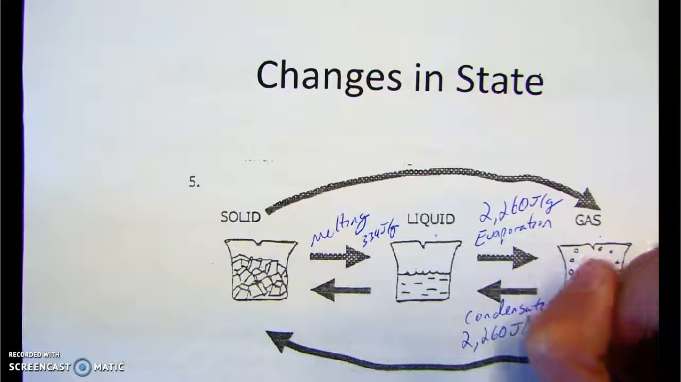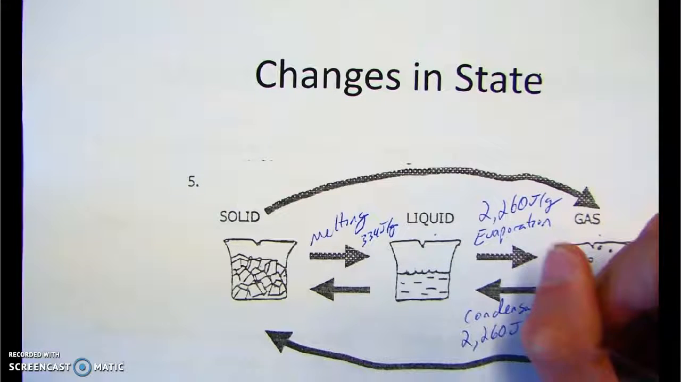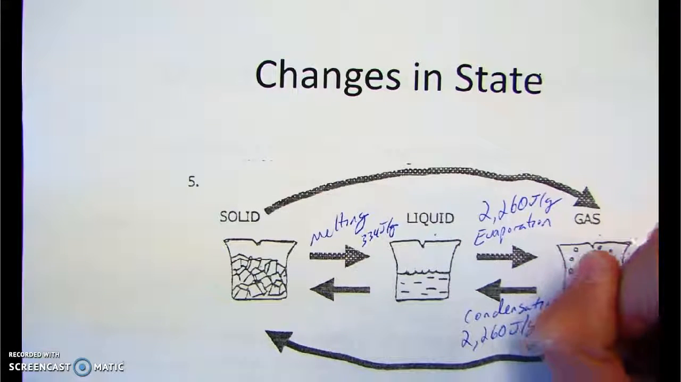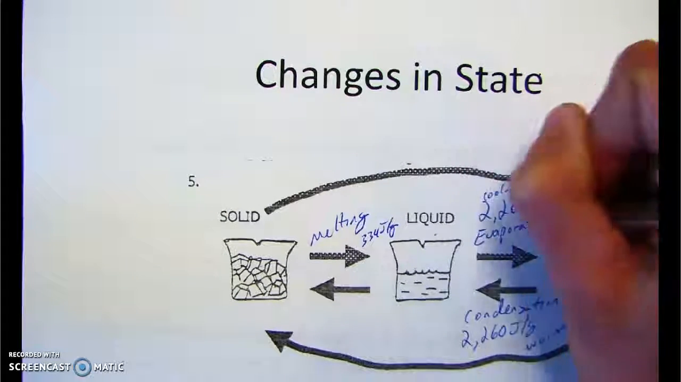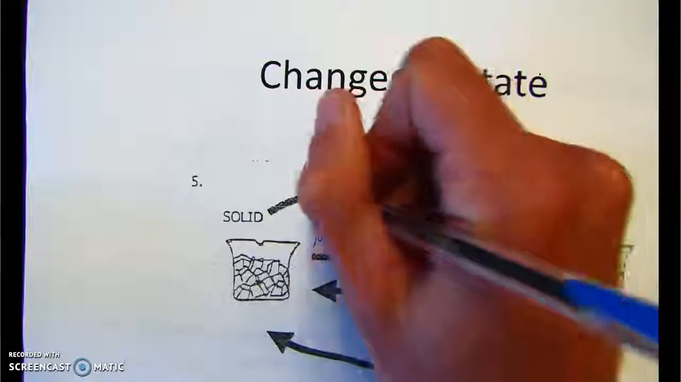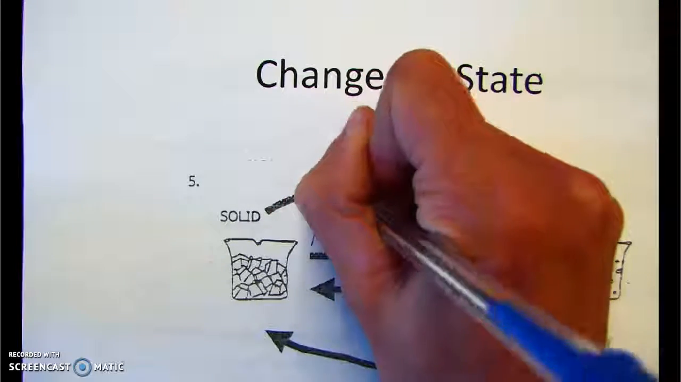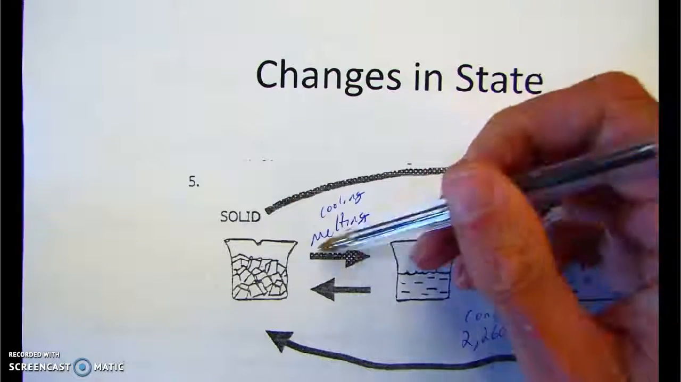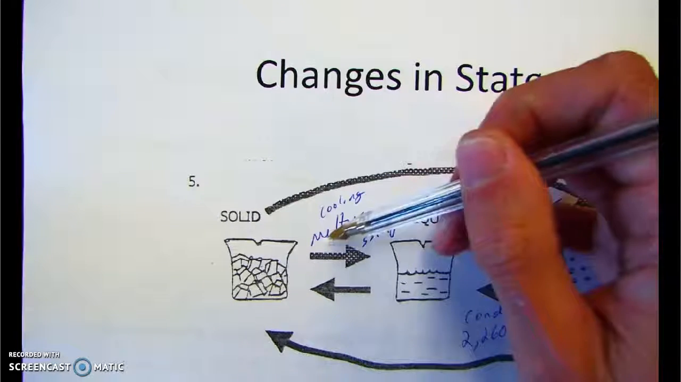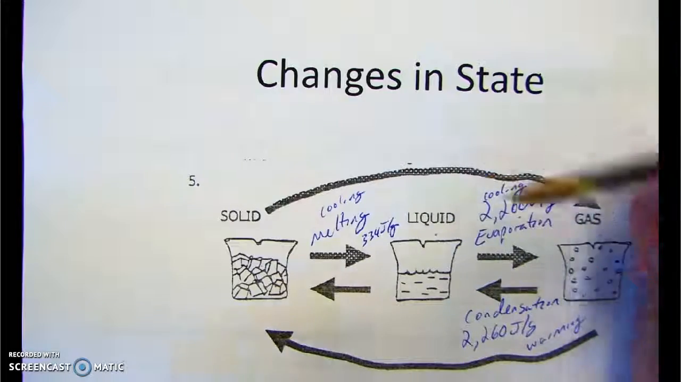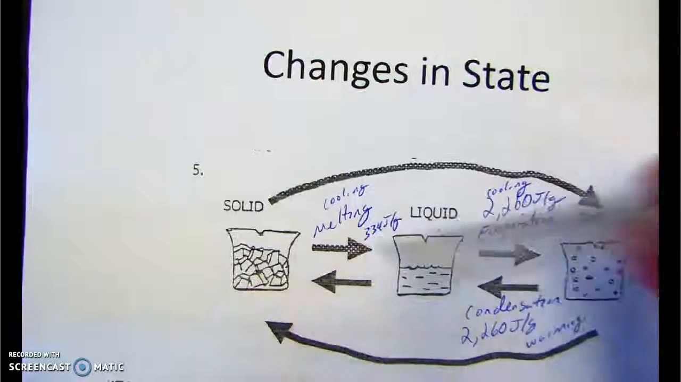2,260 joules per gram of energy being released to the environment. So again, this is a warming process. This would be cooling. We talked about getting out of the water, you feel cool. Melting is a cooling process. We're taking heat from the environment, making the ice cooler. Think about holding an ice cube in your hand. It's going to make your hand feel cool.